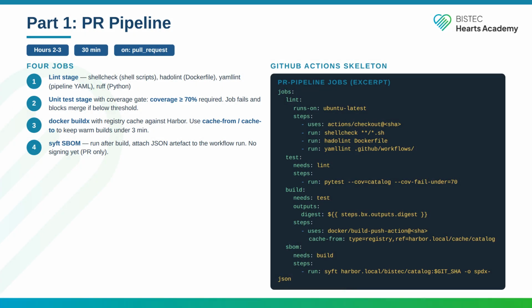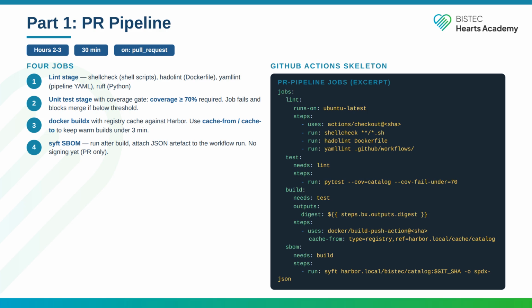The PR pipeline has 4 stages: lint, test, build, and SBOM generation. Each stage must complete before the next begins. Lint runs 4 tools in parallel: shellcheck on shell scripts, hadolint on the Dockerfile, yamllint on any YAML configuration files, and ruff on Python code. The lint step catches entire classes of bugs before a single test is run: a Dockerfile that switches users without setting a working directory, a shell script that uses unquoted variables, a YAML file with inconsistent indentation.